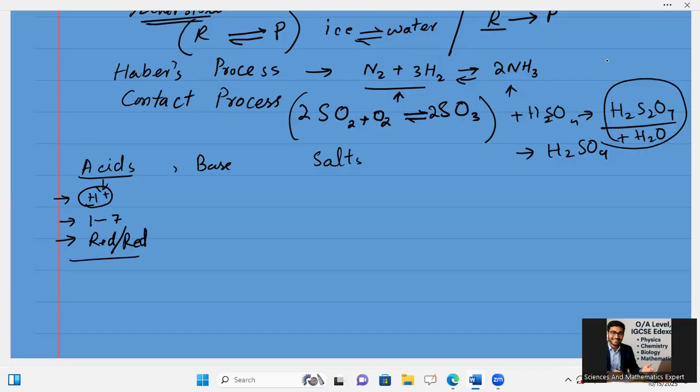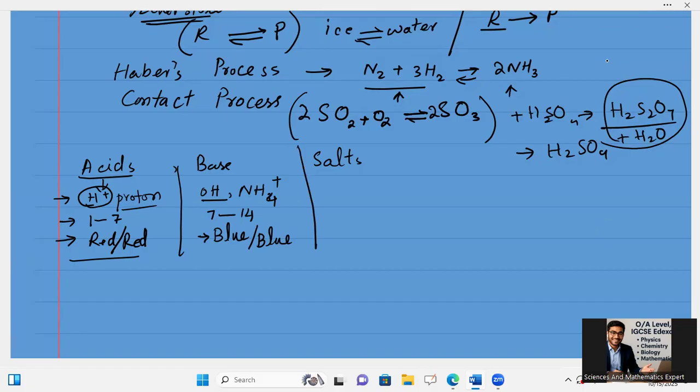On the other hand, a base gives hydroxyl ions, or we can say it can accept a proton. Hydrogen is considered a proton. Taking ammonia, it can accept that proton to make NH4 plus, so it is also a base. Its pH is 7 to 14. It turns red litmus paper blue, and blue litmus stays blue.